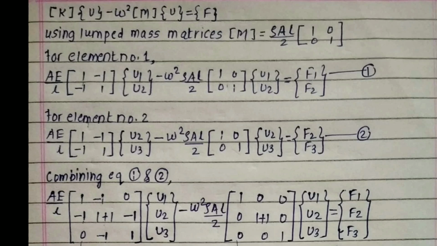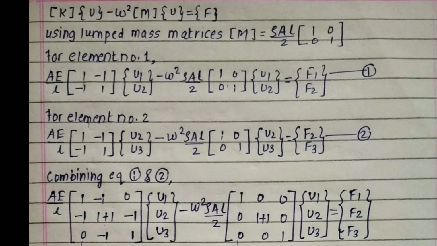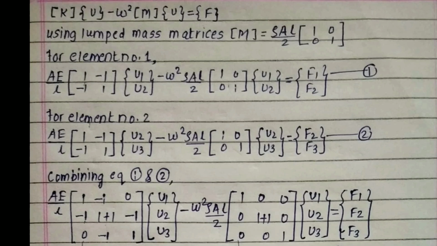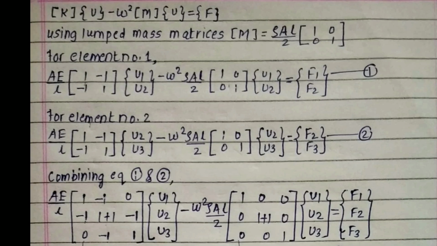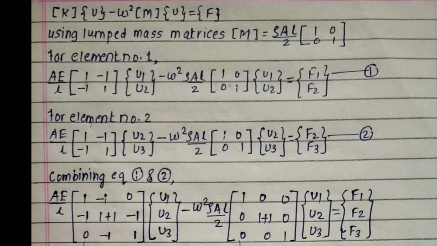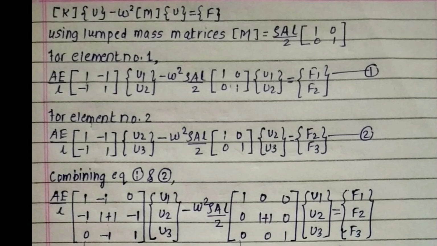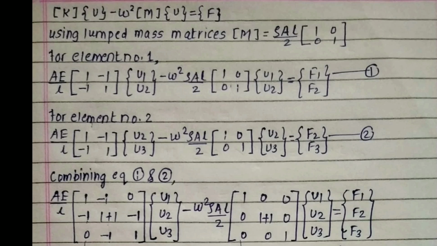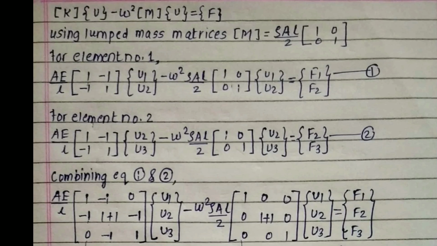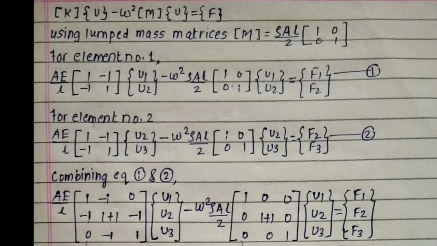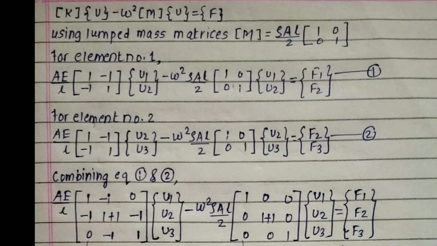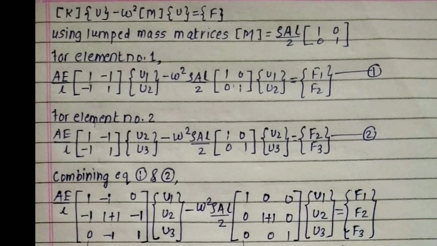Now I will combine equation number 1 and 2. So I will get AE by L into the matrix [1 -1 0; -1 1+1 -1; 0 -1 1] into U1 U2 U3, minus omega square rho AL by 2 into the matrix [1 0 0; 0 1+1 0; 0 0 1] into U1 U2 U3, is equal to F1 F2 F3.